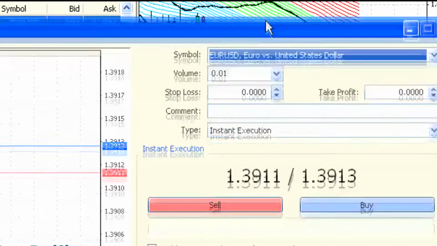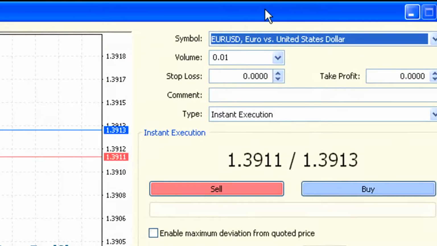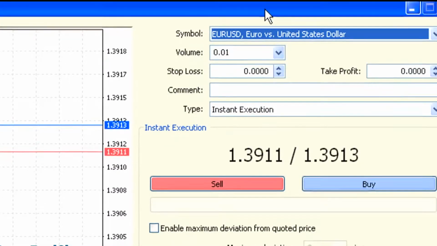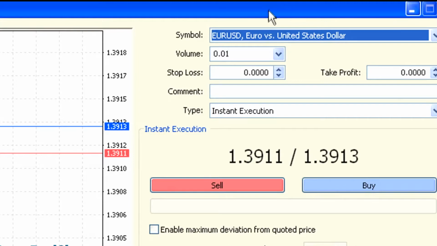Now if you're new to Forex, this may take a little bit of time to understand, but you will get it and you will be able to understand more of the terminology that's used in the trading world.